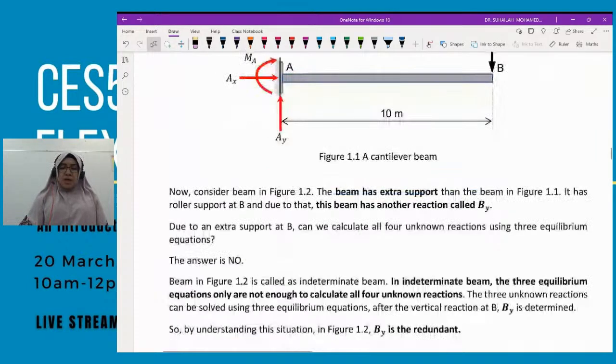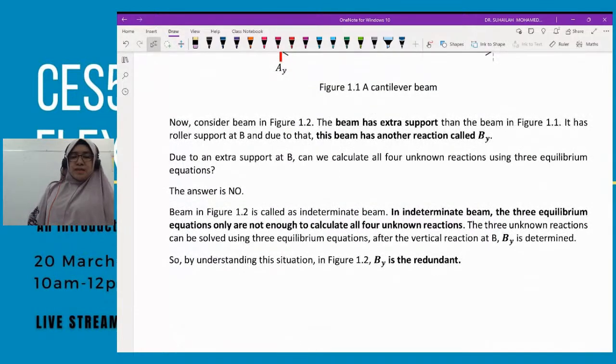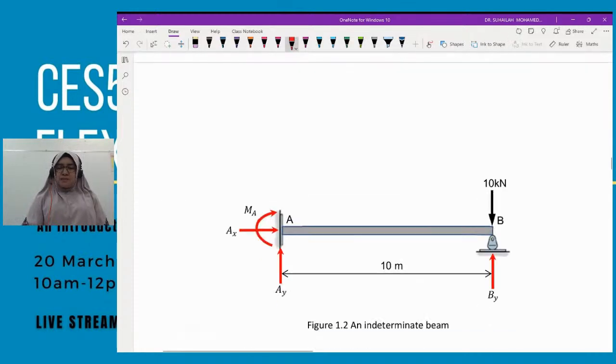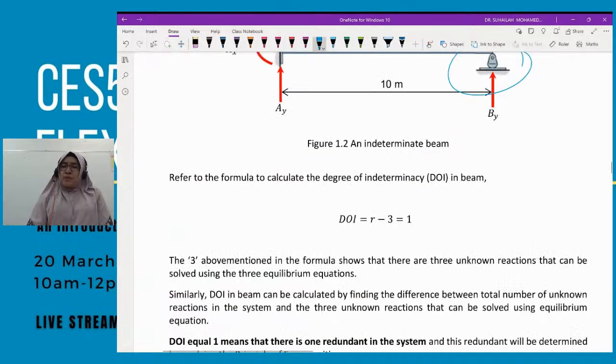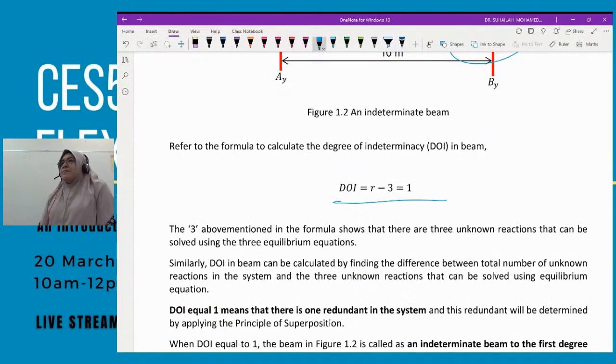Now, consider the beam in figure 1.2. The beam has an extra support. I put a roller at B. When there is a roller at B, and we calculate the DOI, it will be equal to 1.